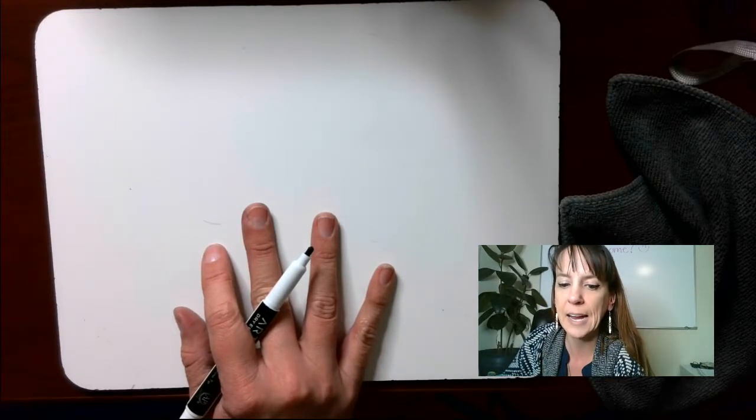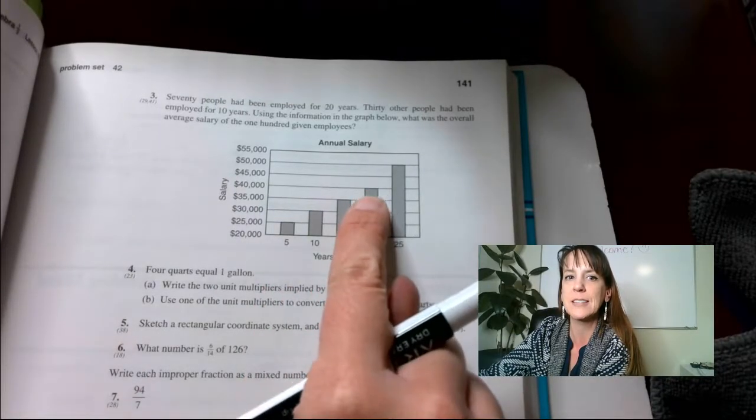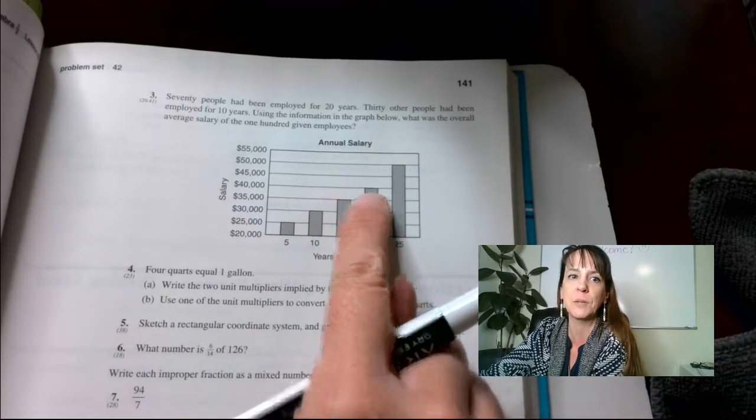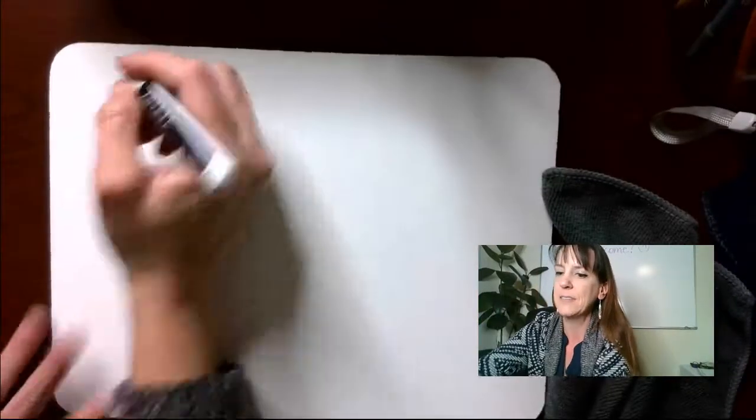Okay, so if they were employed for 20 years, they had, I should probably show for those of you who don't have the book. Okay, do you see that guy there? So if they were employed for 20 years, the average salary was $40,000, okay? So there were 70 people that met that criteria.